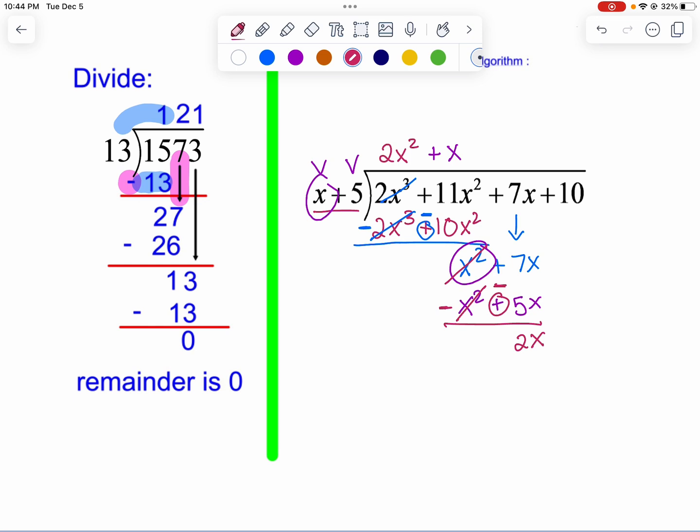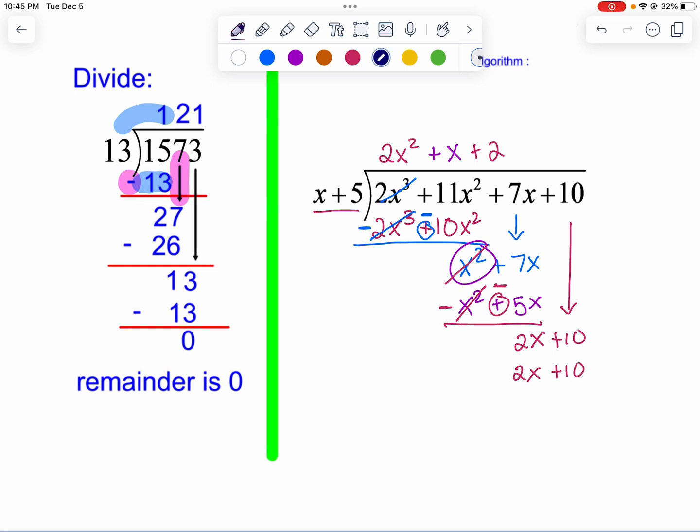What do we do? We repeat the process again. We bring down the 10. We say to ourselves, how many times does x go into 2x? What do I have to multiply x by to get to 2x? We know the answer is a positive 2. We multiply, aka distribute, 2 times x to get 2x, 2 times 5 to get plus 10.